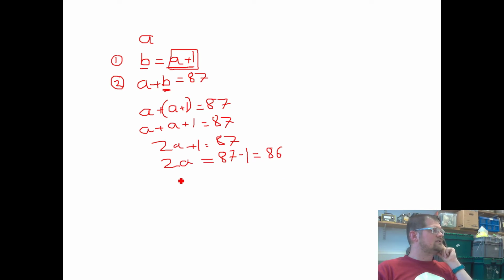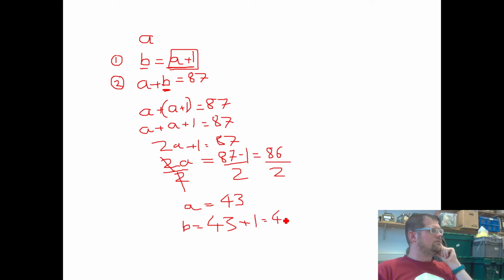Okay, then I can just divide both sides by 2. As long as I divide everything by 2, then that's all fine. Divide the middle by 2 for completeness, so then that cancels, giving us A equals 86 divided by 2, which is 43. Okay, and then I can work out the value of B because I have an equation for B up here, so I can then plug our answer for A into B. So then B equals 43 plus 1, which is equal to 44.